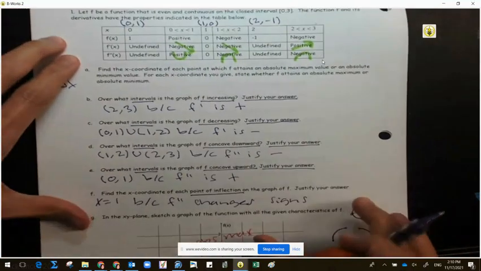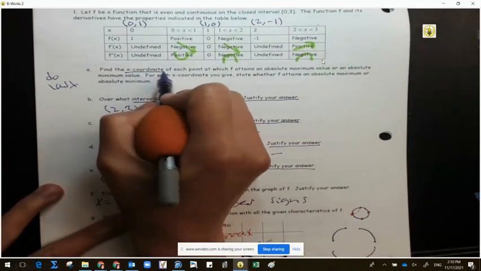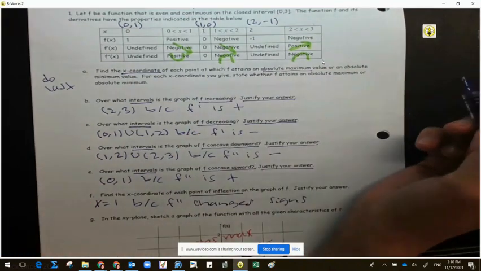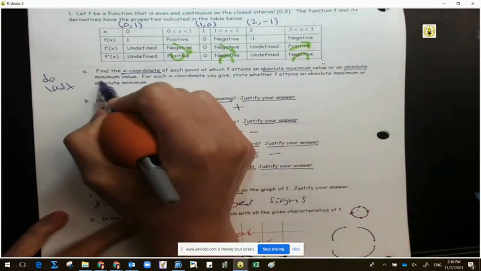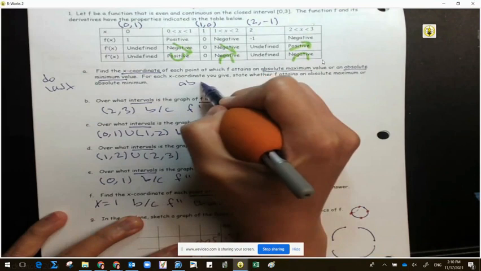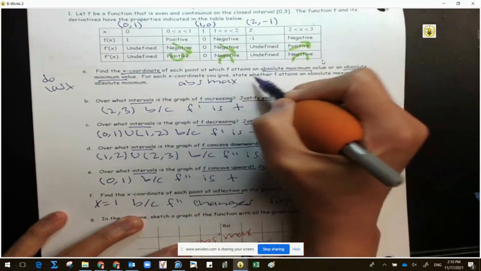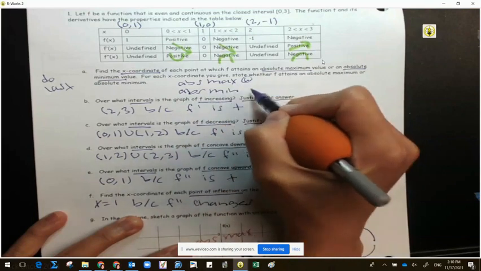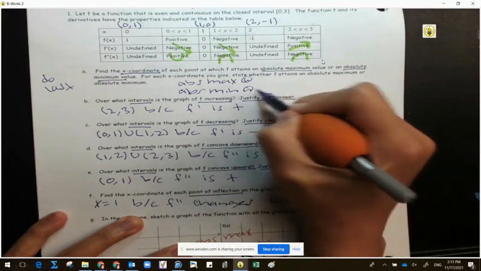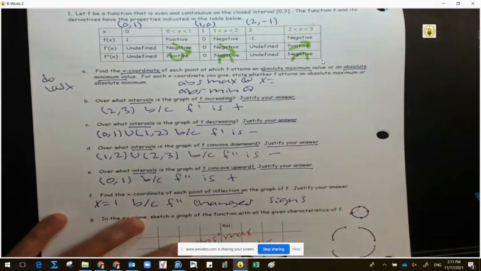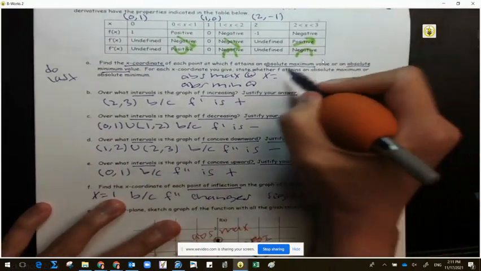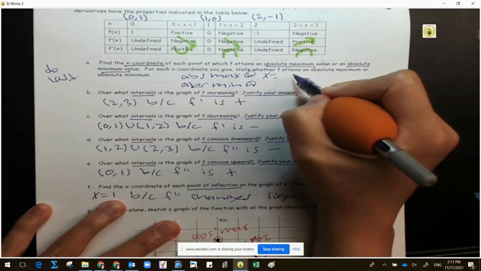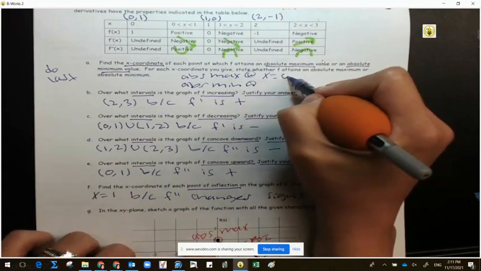All right. On part A, it says find the x-coordinate of the absolute maximum. And then it says and the absolute minimum. So let's write out absolute maximum at some number and absolute minimum. And it says the x-coordinate. What is the x-coordinate of the absolute maximum from the graph? 0. Is that the x-coordinate? Yeah. Yep.